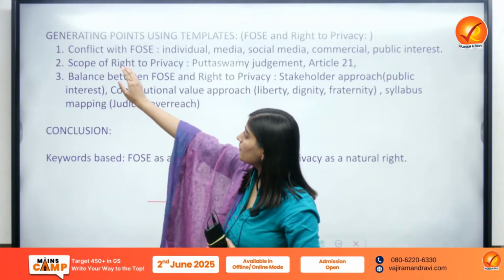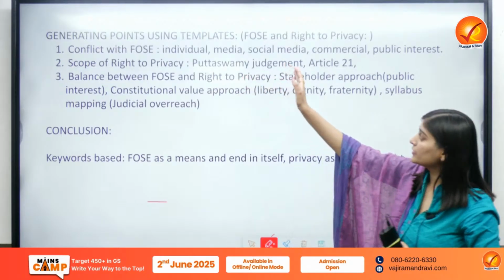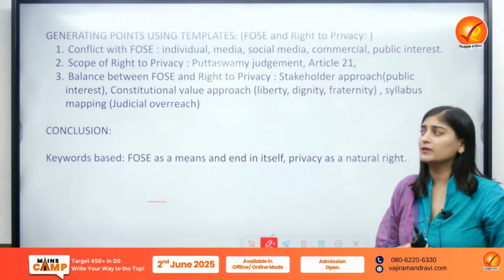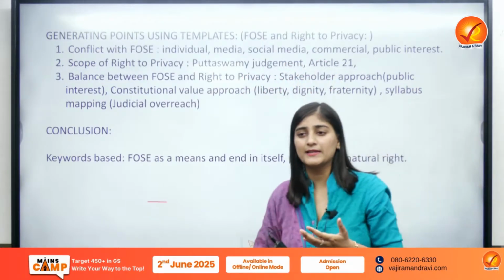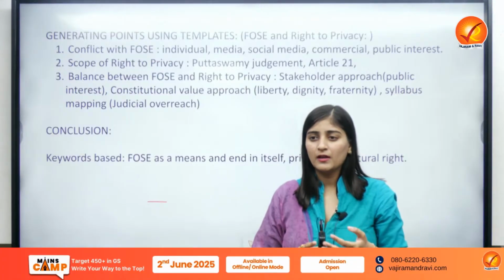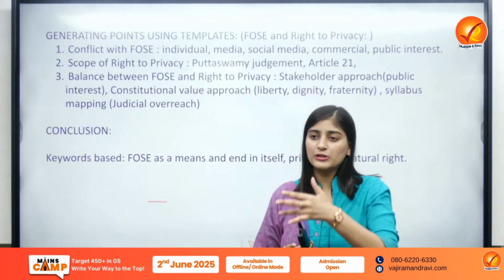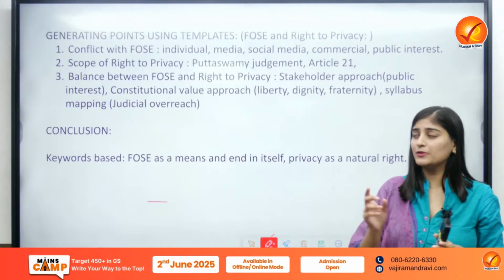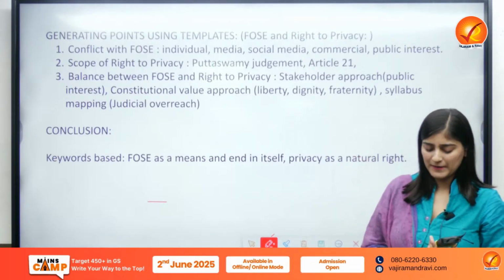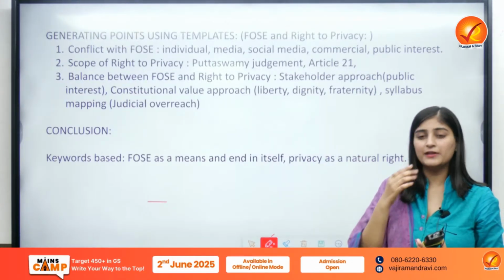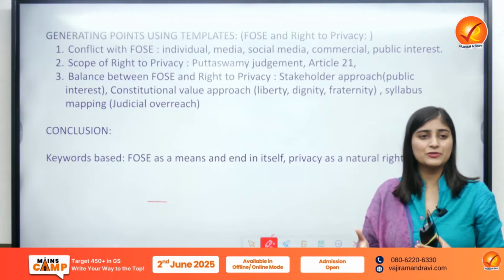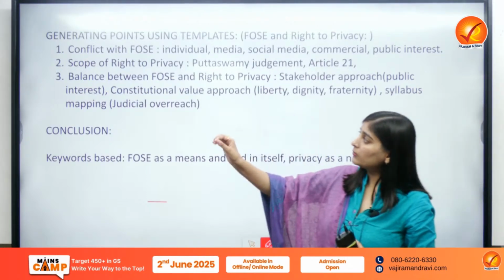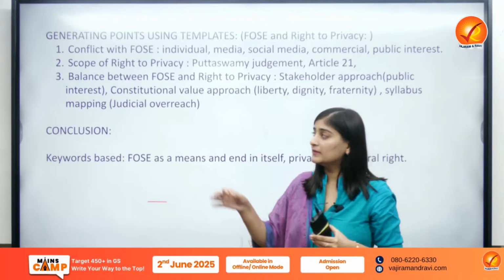Thirdly, scope of right to privacy. You can use the Puttaswamy judgment, Article 21. There are different facets of right to privacy as well: the spatial privacy, the privacy on social media. I cannot recollect right now, but I had that in my notes. You must be knowing different facets of privacy, the spatial privacy and the informational privacy, different kinds of privacy. What are those? And how does this judgment enhance that?